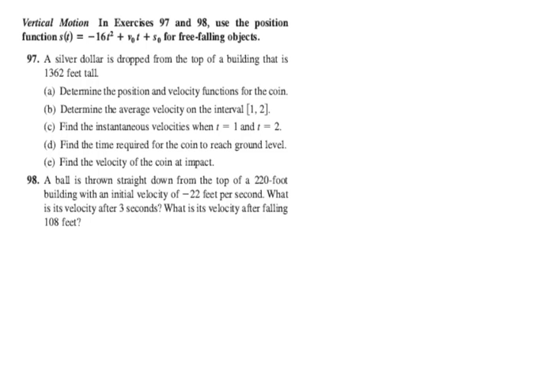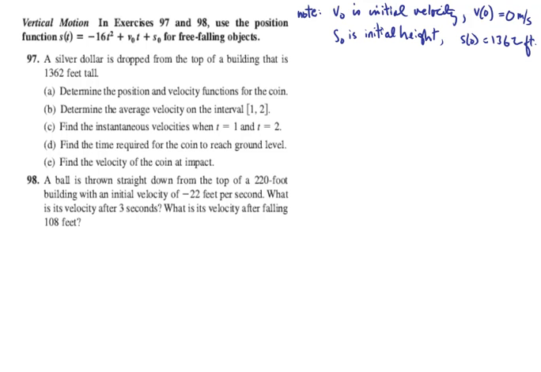feet tall. Now you have to learn how to decode special words in here. Dropped doesn't mean it was thrown down, so there was no initial velocity, or the initial velocity was 0. Second of all, we know that the initial height was 1362. You need to understand that v sub 0 is the initial velocity, the velocity at time equals 0, and in this case v sub 0 is 0. Second of all, s sub 0, which is the initial height, is 1362 feet. And obviously these values, s of 0 and v of 0, will change for different problems.